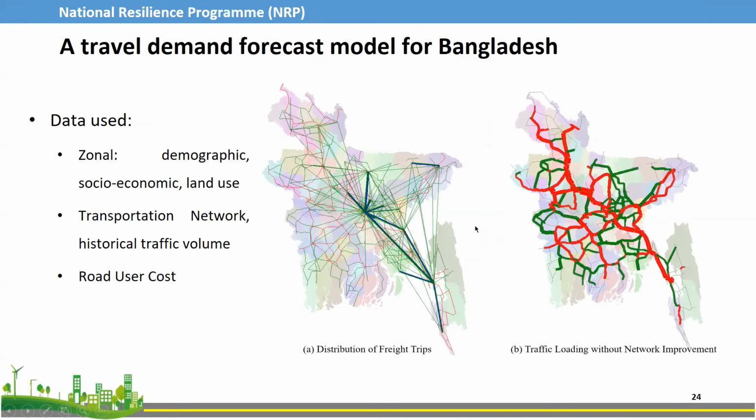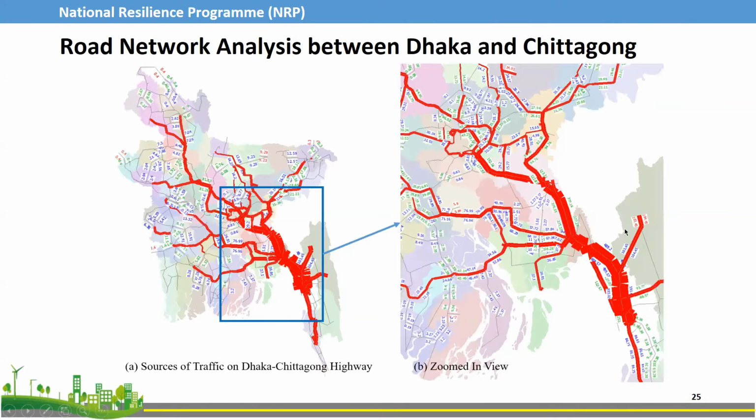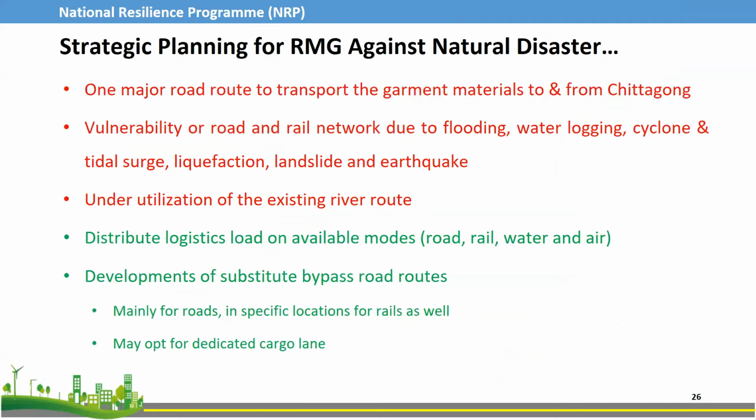And after that, we used the demographic data, socioeconomic data, land use data, and the transportation network to come up with a travel demand model on our national, regional, and district level highways. Once we had done that, we could identify, for example on the Dhaka-Chittagong highway, where the traffic is coming from in different parts of Bangladesh, and to what extent this traffic is coming from the RMG sector. What we identified is one major road route to transport garment material to and from Chittagong. So this is making things extremely vulnerable.